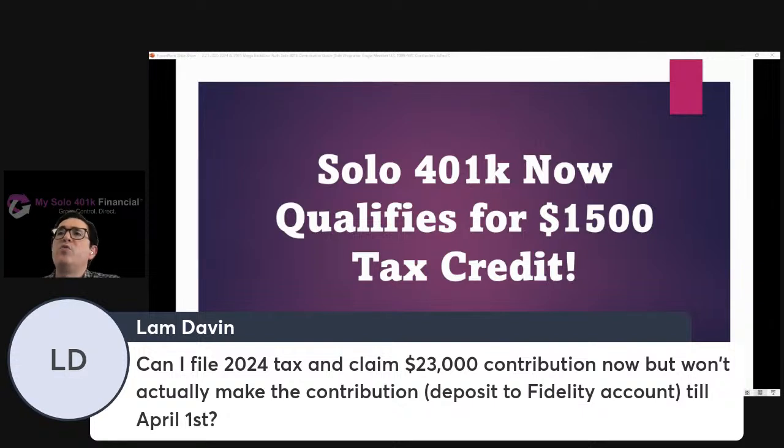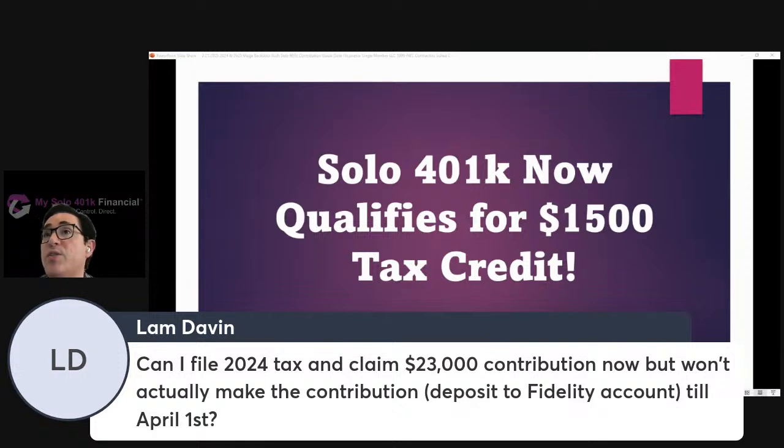Can I file 2024 tax and claim $23,000 contribution now, but won't actually make the contribution till April 1st? Yes. So if the plan was set up in time, if the business is taxed as a sole proprietorship, it's even possible to set up a new plan here now, as long as the plan is set up in time to make the contribution by April 15th.